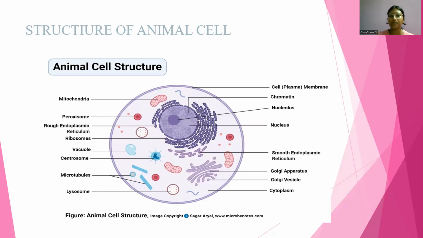So here is the structure that is present. Cytoplasm is present, vacuoles are there, centrosomes are there, microtubules are there, Golgi apparatus, nucleus, nucleolus, and many other cell organelles or structures that will be present.